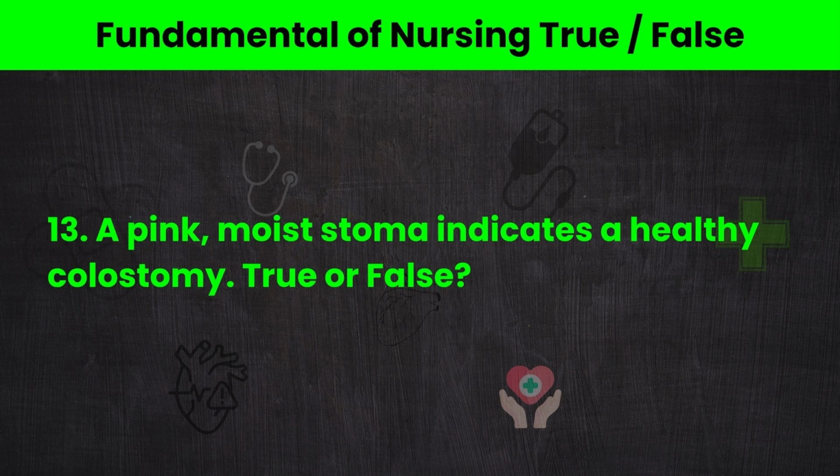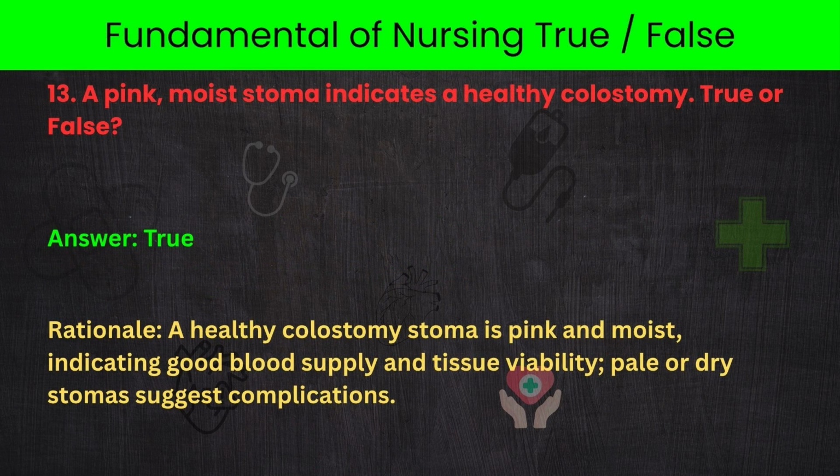13. A pink, moist stoma indicates a healthy colostomy. True or false? Answer: true. Rationale: a healthy stoma is pink and moist, indicating good blood supply and tissue viability. Pale or dry stomas suggest complications.